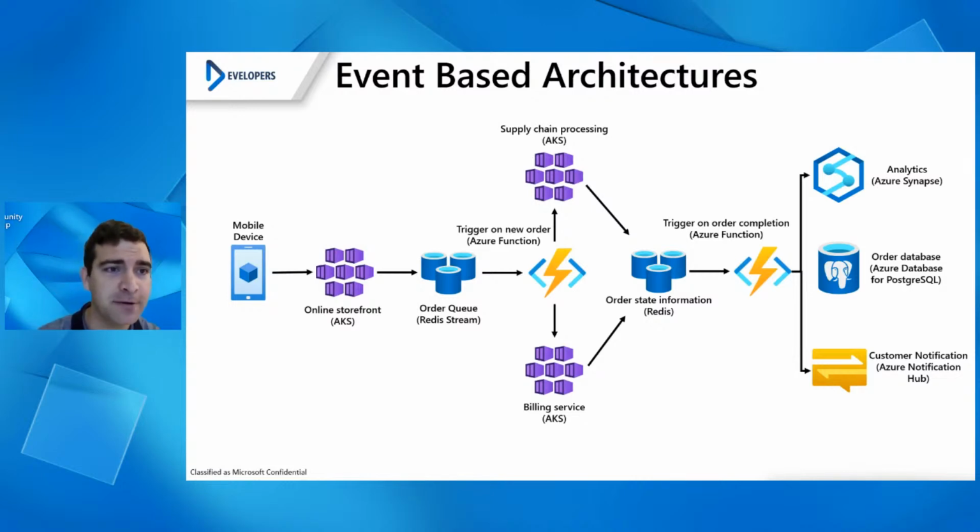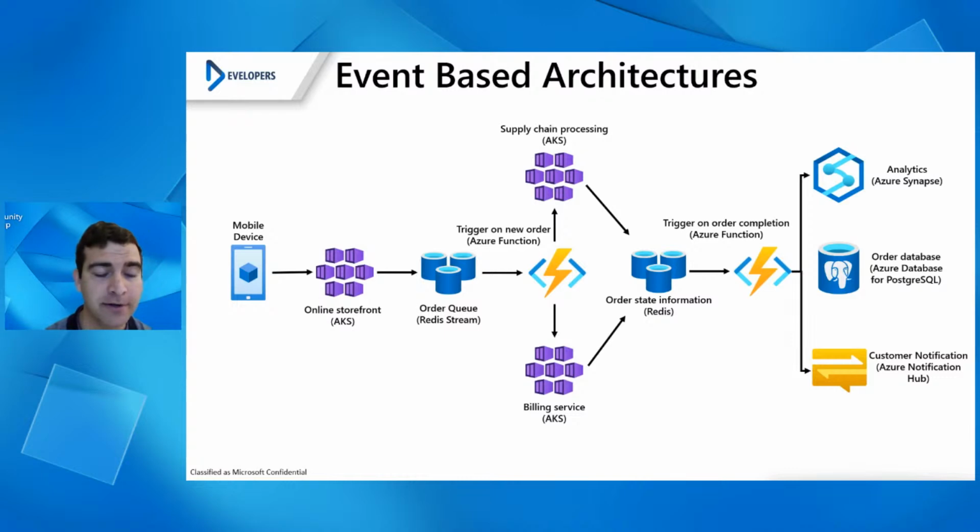So in this case, the flow is you have a user that makes an order to your storefront that adds order information to a Redis stream data type as an order queue. And then that creates a function that tells different AKS services to run through their processing functionality, billing, supply chain. When those services are done, they might store that order state information back in Redis as another stream on the same stream or just as a key value. And then that can trigger another function to tell other services that the order has been processed.